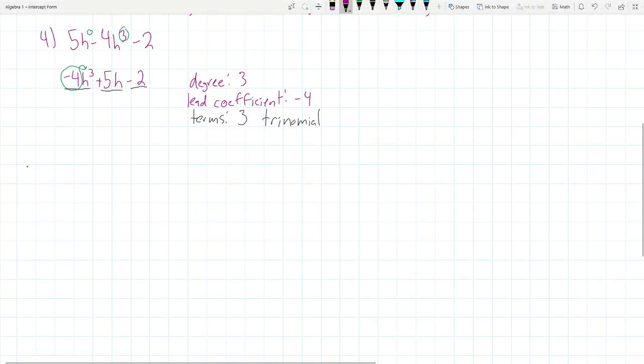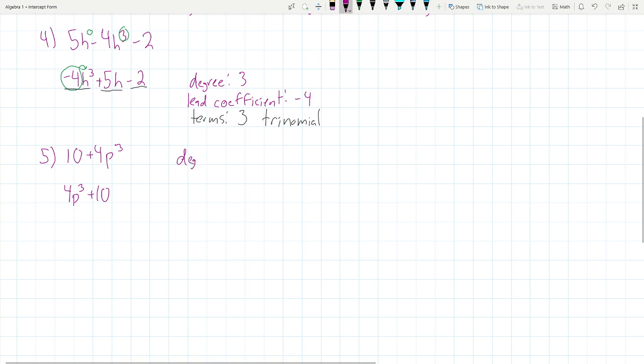Okay. Let's look at number 5. Number 5 is 10 plus 4p cubed. The first thing I need to do is rewrite this in standard form. Standard form goes by the degree, so it's 4p cubed plus 10. I'm just moving these around because of the commutative property, where I can move things as long as I keep what's happening with them the same.